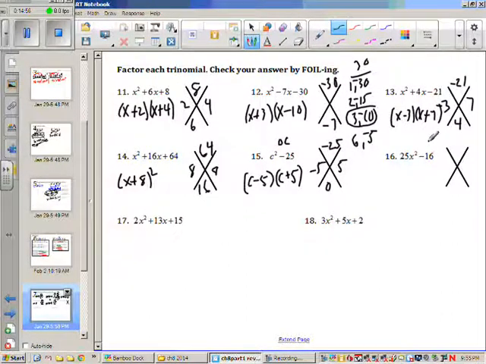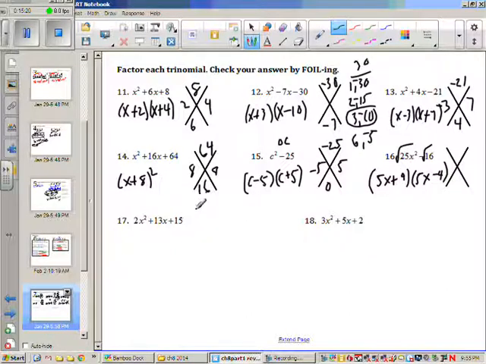This one's a little bit trickier. Basically, the quickest way to do this is notice you have a difference of squares because you're missing a linear term, a middle term. And all you have to do is look at the square roots of these two terms. And we're going to have 5x plus 4, 5x minus 4. And if you FOIL it out, you'll see that it works.